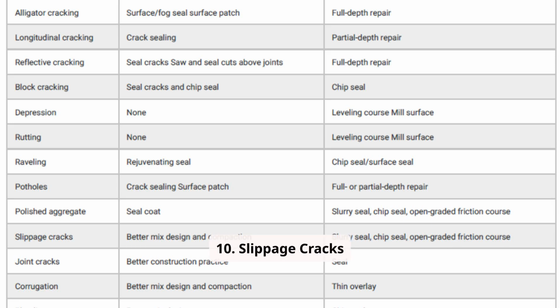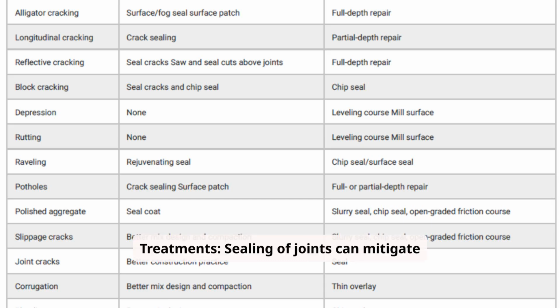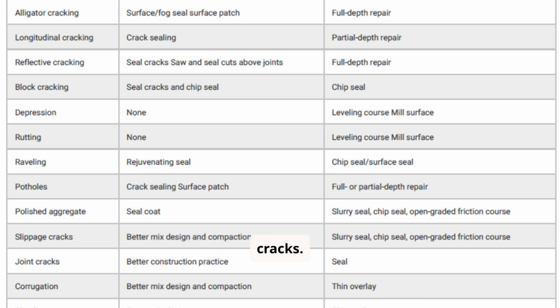10. Slippage cracks. Preventive treatments. Improved mix design and better compaction during construction can reduce slippage cracks. Repair treatments. A slurry seal, chip seal, or open-graded friction course can help repair slippage cracks. 11. Joint cracks. Preventive treatments. Better construction practices can help prevent joint cracks. Repair treatments. Sealing of joints can mitigate the impact of joint cracks.